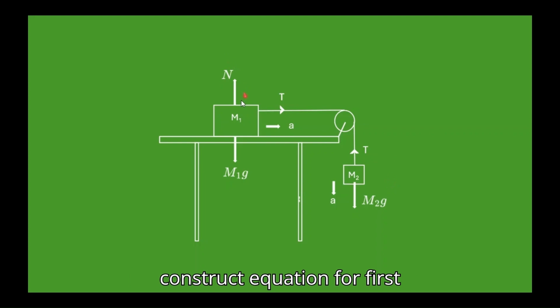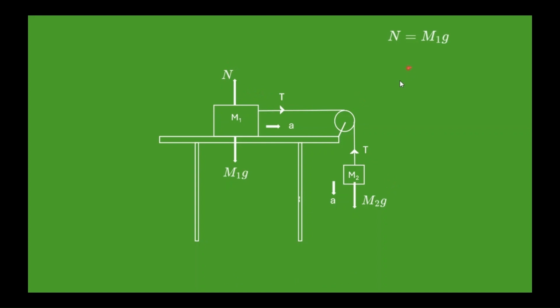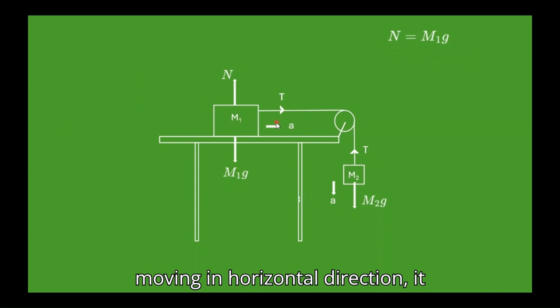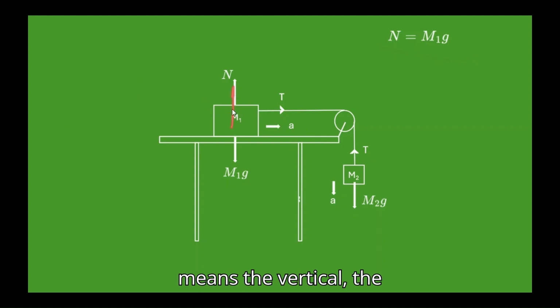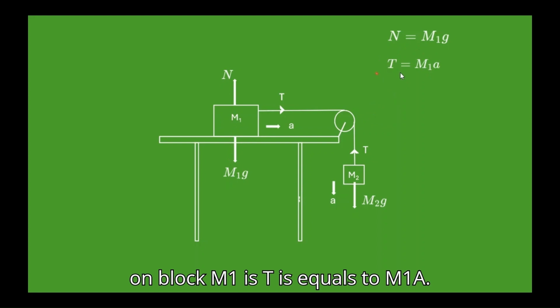Next, construct the equations, first for box m1. Here N is equal to m1g. Why? Because the direction of motion of block m1 is in the horizontal direction. So if the box m1 is moving in the horizontal direction, it means the vertical forces are balanced. Hence, N is equal to m1g.